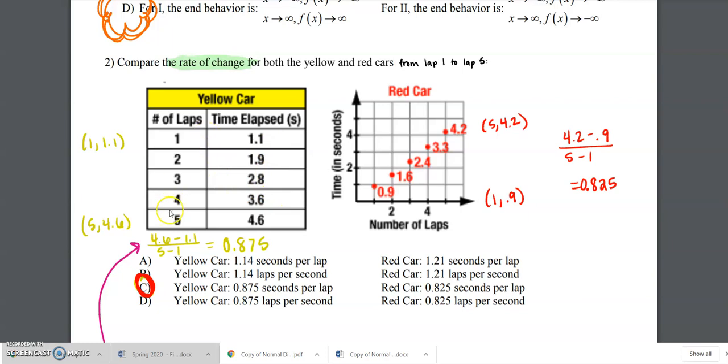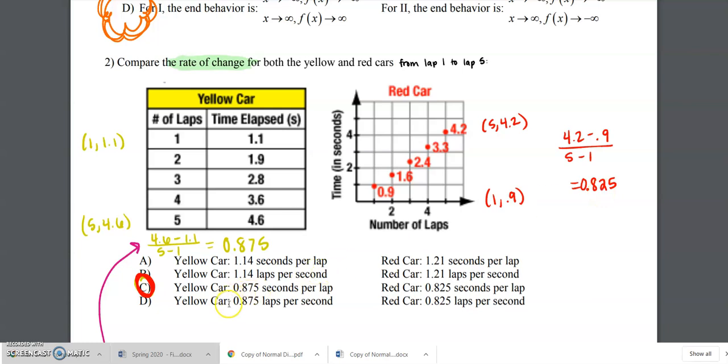So these are your y values. These are your x values in the case of this chart. And here on this graph, this discrete graph, your x values are a number of laps, and your y value is your time in seconds. So what we have here is we take the 4.6, and we subtract from that the 1.1, and we put that over the 5, which is the associated number of laps with the 4.6, minus the 1, which is the associated number of laps with the 1.1, and you end up with 0.875. You do the same thing for the red car, you end up with 0.825. Now, you need to be careful here.